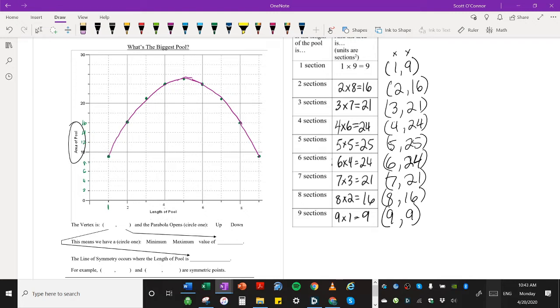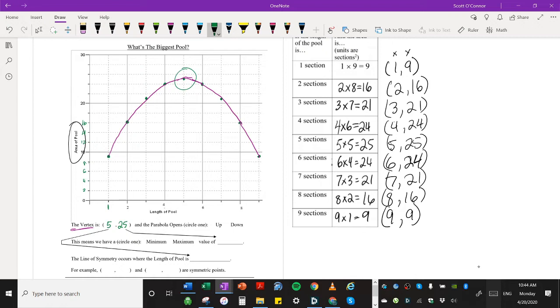We need to figure out the vertex. That's the first thing we're being asked for here. What is the vertex? The vertex is the highest or lowest point of the parabola. Okay, so what is the highest point? The highest point here is this. And what are the coordinates of that highest point? They are 5 and 25. In our problem, this means that when the length of the pool is 5, it has the largest area, which is 25.